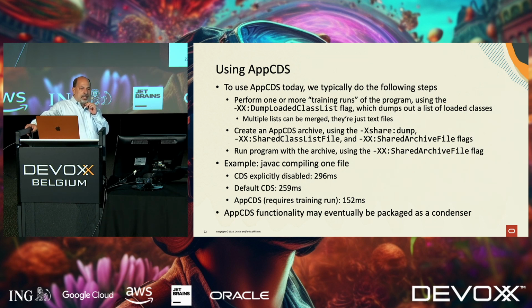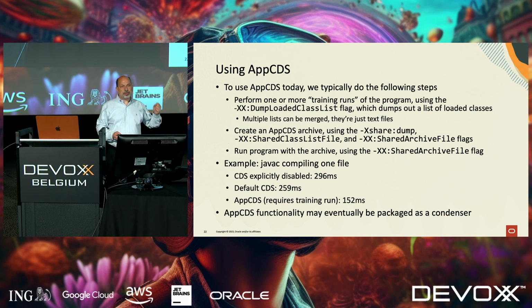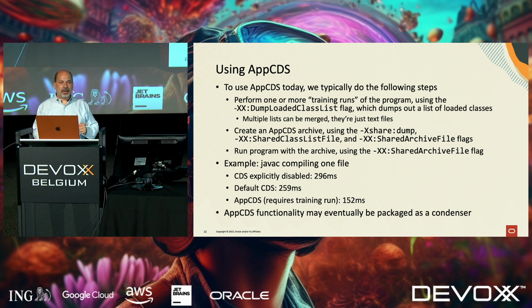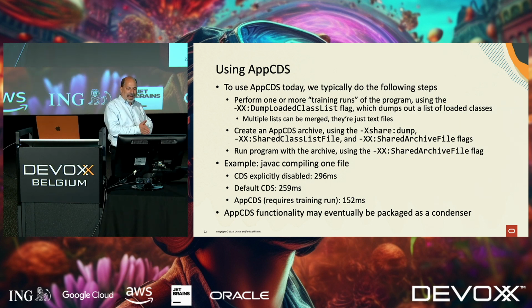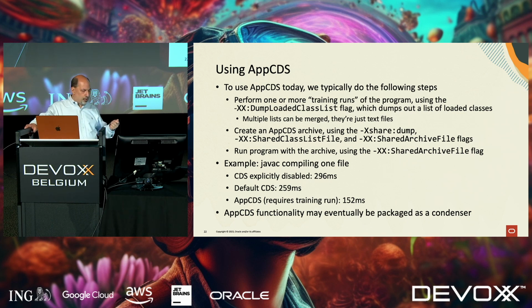So if you were going to use AppCDS today, you would perform one or more training runs, like running a unit test or something like that, with a flag that says, dump out the classes that were loaded. And it'll dump them out to a file. It's just a text file, so you can edit it and merge them and whatever you want to do. And then there's another set of flags where you can say, take this list of classes and create an AppCDS archive that caches the loading of those classes. And then you distribute that archive with your program, and your run script specifies that CDS archive when it goes to run your program, and your program gets faster.